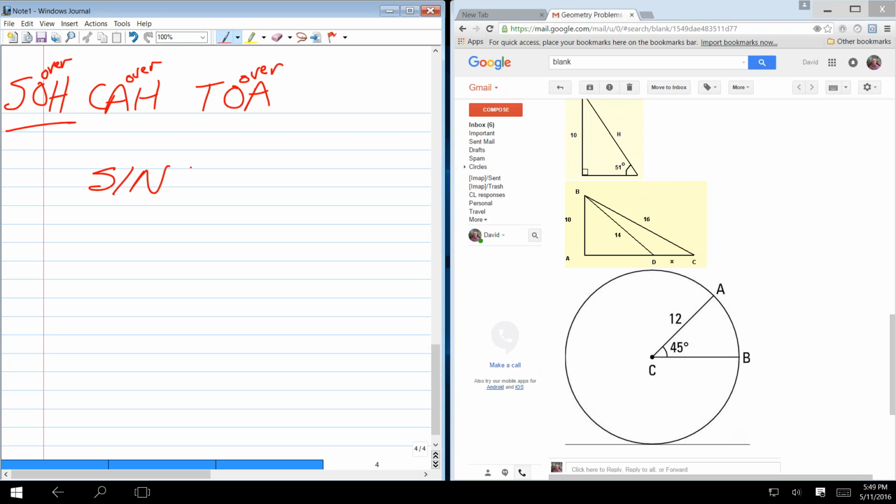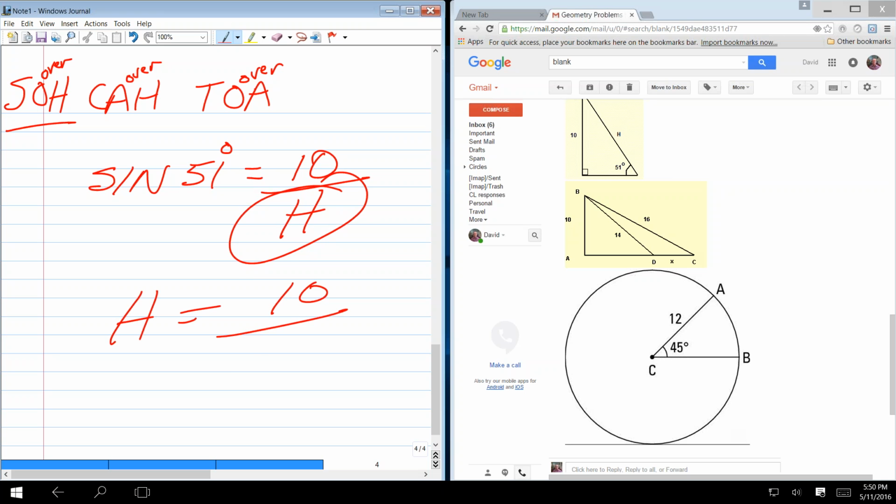So sine equals... Remember, you take sines of angles. It's opposite over hypotenuse, so we know opposite, it's going to be 10. Sine of what? Oh, sine of 51, sorry. Sine by itself wouldn't really mean anything. Equals opposite over hypotenuse, so in this case, 10 over h. And there's only one variable there. Multiply both sides by h, divide both sides by sine of 51, and you'll have h equals 10 over the sine of 51. You can get that number out of your calculator.